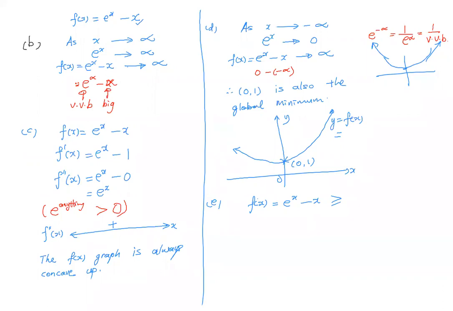Is always greater than or equal to what, Nicholas? Yes, miss. Is always greater than or equal to what? Based on the part D graph, f(x) is always greater than or equal to 1. Yes. So e^x is always greater than or equal to x plus 1. Done.